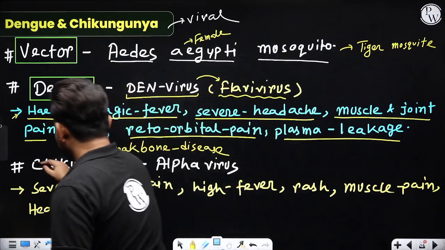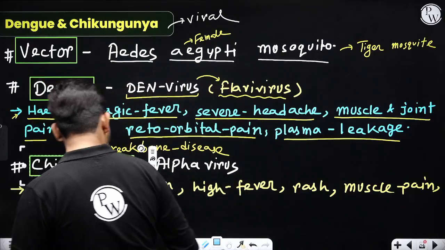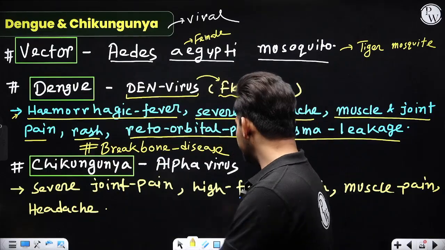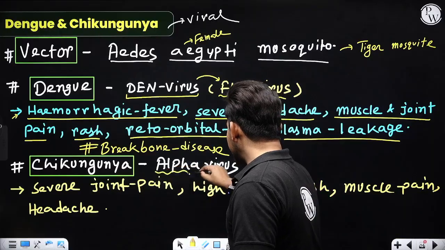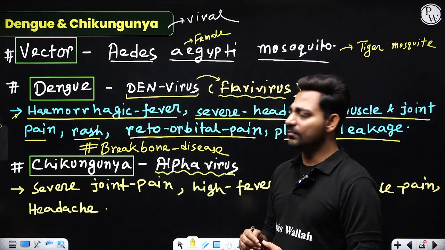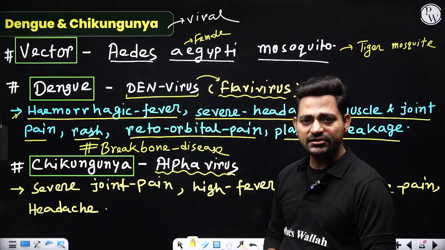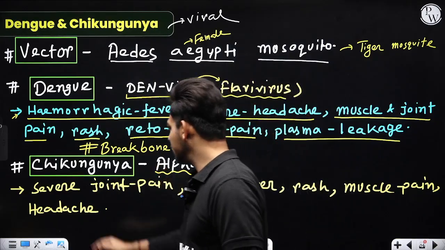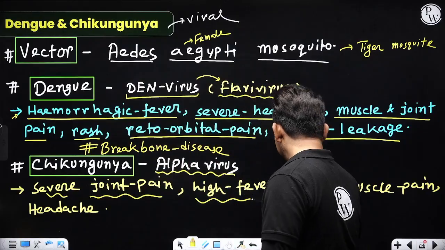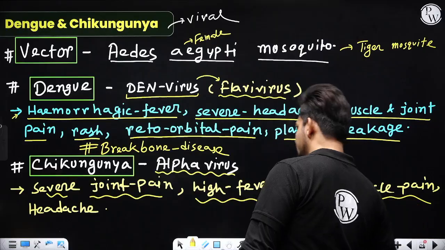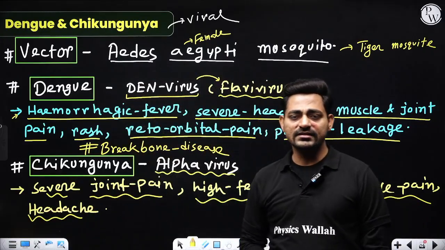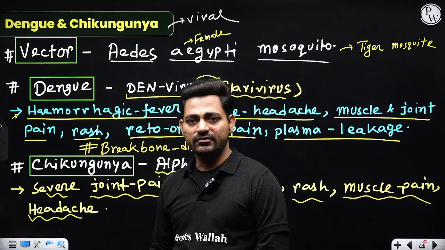Okay. Now another viral infection, chikungunya, caused by alphavirus, and the symptoms are more or less similar to dengue but less severe. Joint pains will be there, severe high fever will be there, rash will be there, muscle pain and headache will be there, but chances of death are minimal, right?